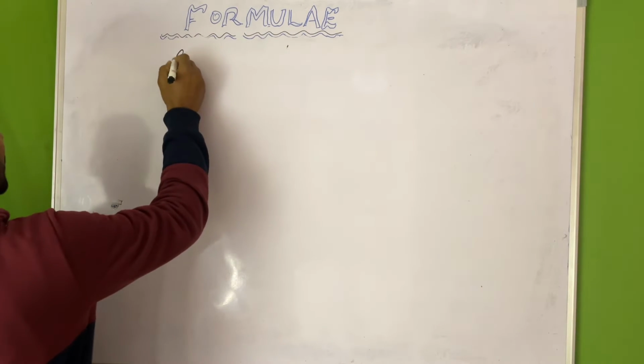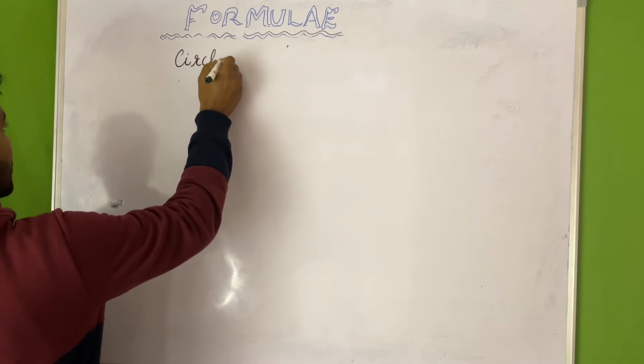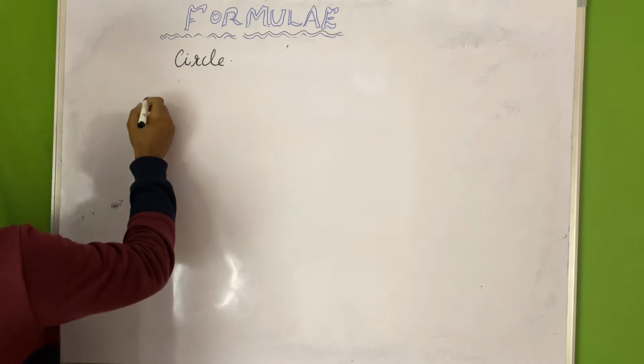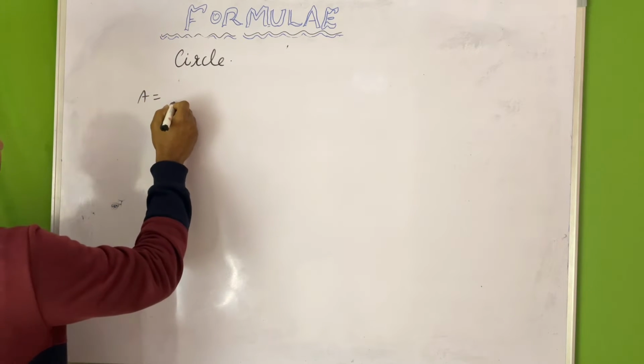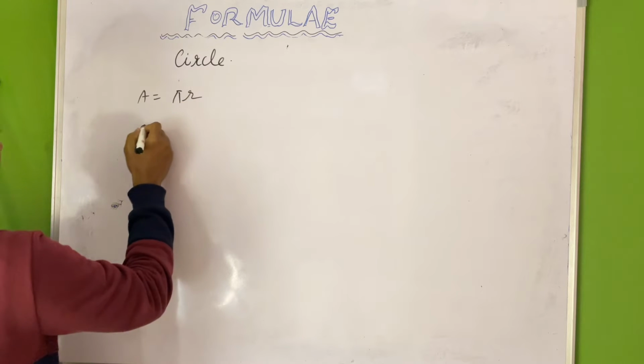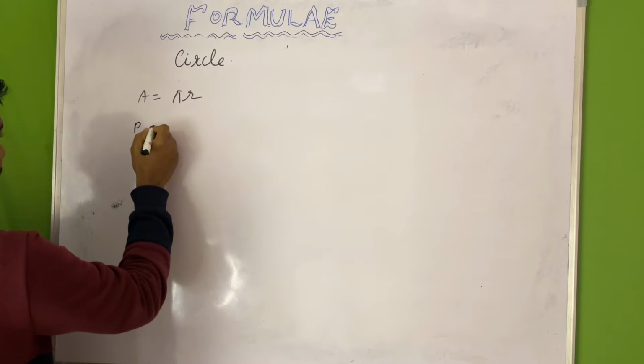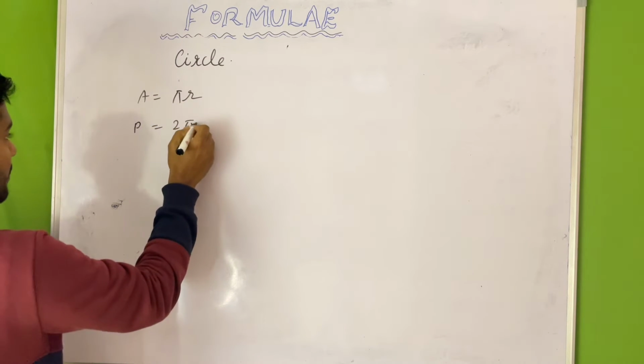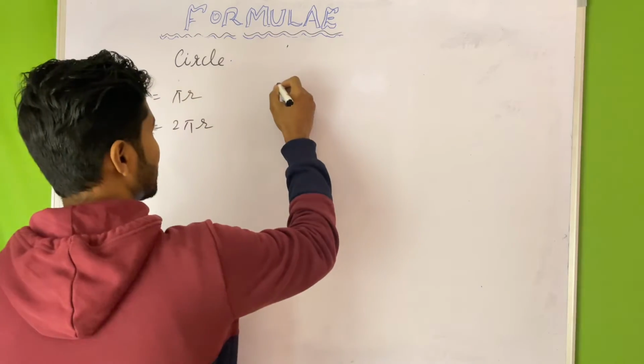Now we have circle. So area of circle is pi r². Perimeter or circumference is 2 pi r. This is a circle.